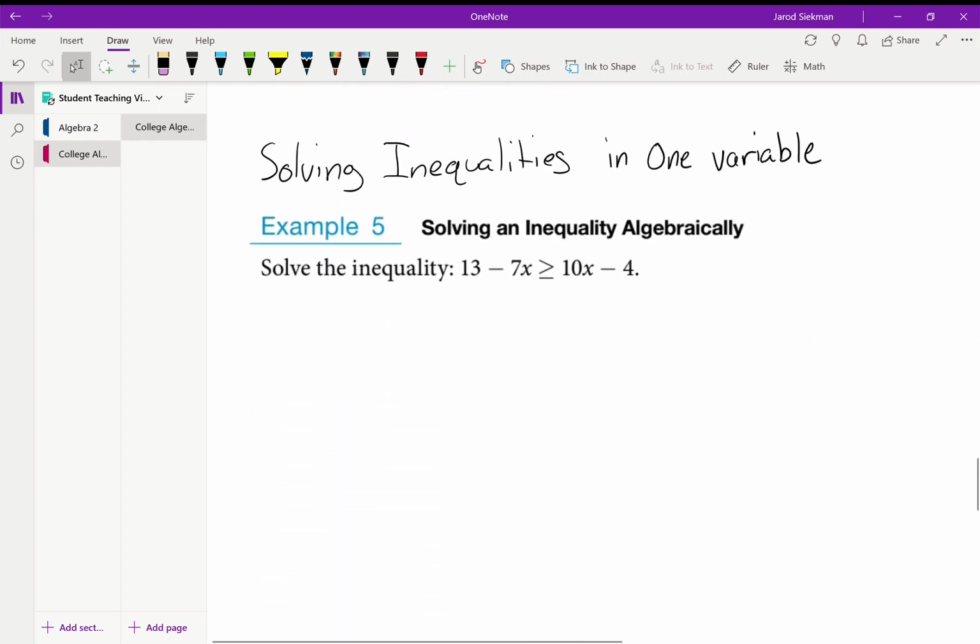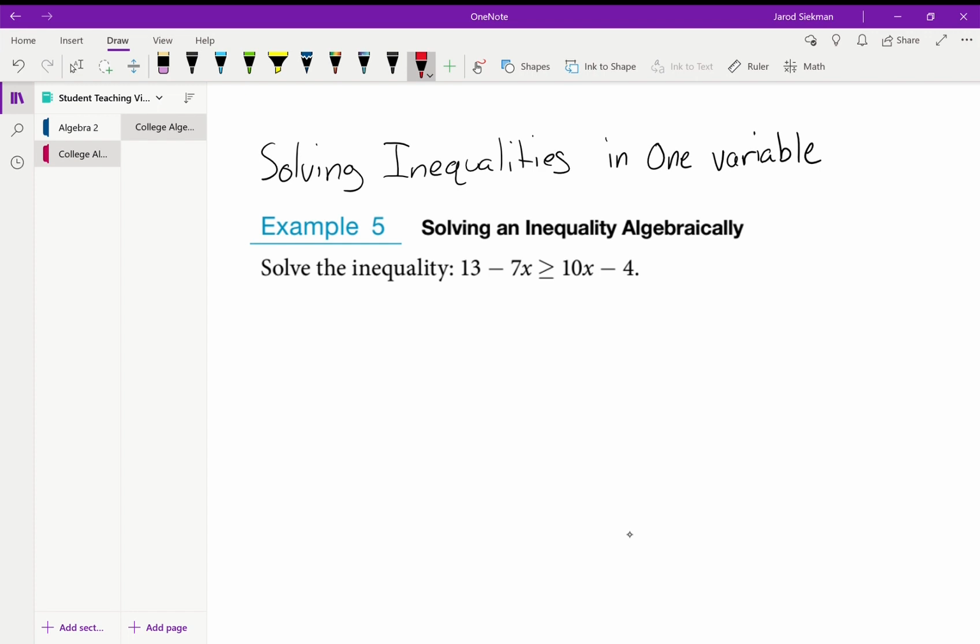Alright, so now we're solving inequalities in one variable. We have 2 more examples, and then I'll give you the homework. So let's solve this inequality. 13 minus 7x is greater than or equal to 10x minus 4. So just like solving any regular equation, we want to get x on one side, the numbers on the other, and then solve for x.